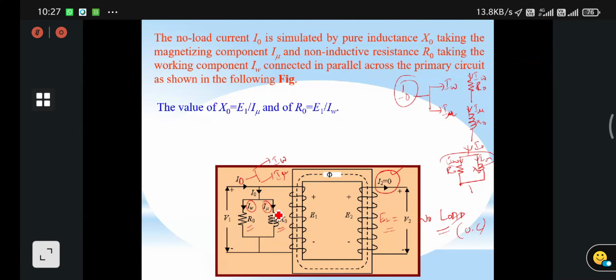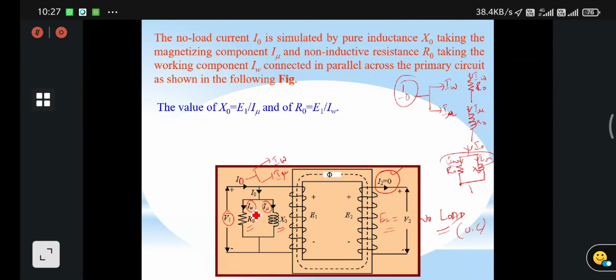Similarly, I mu is in quadrature with the applied voltage V1, which is called the reactive or magnetizing component. It produces the flux in the core and does not consume any power. This I mu is equal to 4 to 5% of full load current.